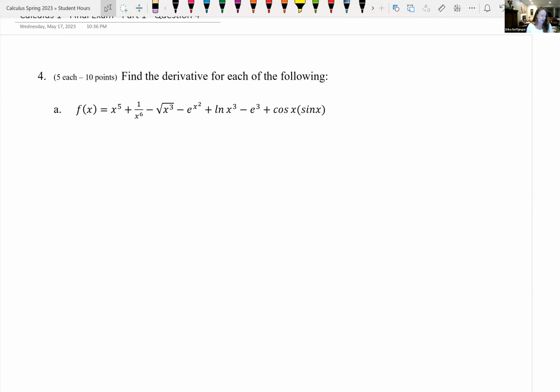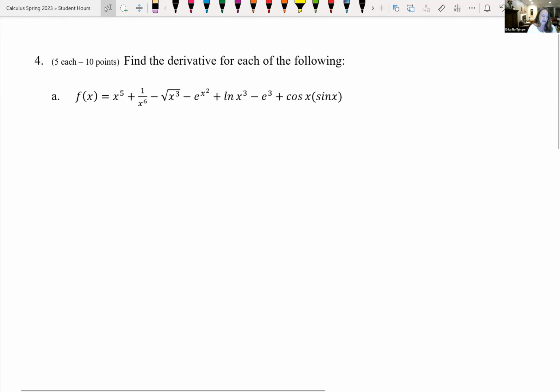In this video, we're looking at one other problem in your cumulative final exam that you're grading, and it was missed in the videos that I had just made. The following question says, find the derivative for each of the following. We're finding the derivative of f of x equals x to the fifth plus 1 over x to the sixth minus the square root of x cubed minus e raised to the x squared plus the natural log of x cubed minus e cubed plus cosine of x sine of x.